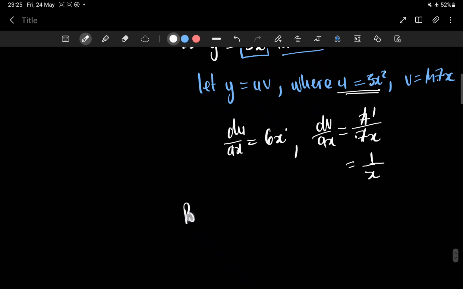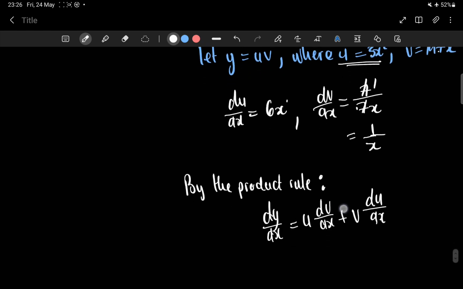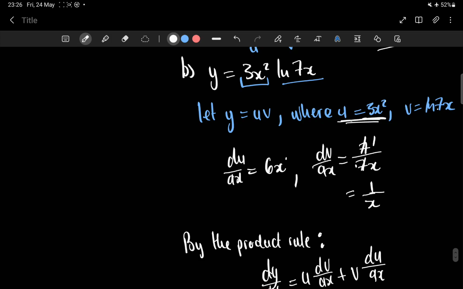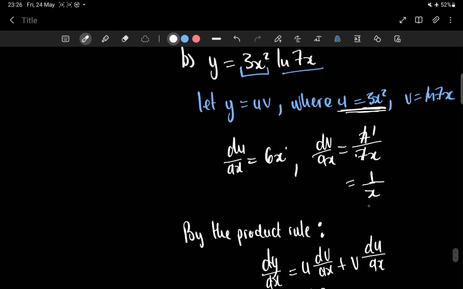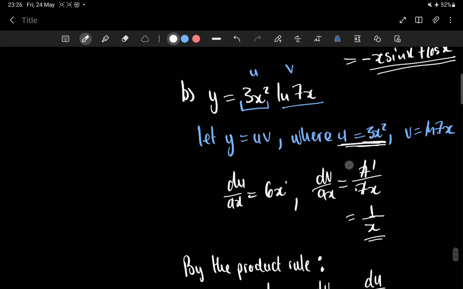So now, by the product rule, we can say that dy/dx is equal to u dv/dx plus the second, v, times the derivative of the first, du/dx. Which is going to be equal to, what is my u? It is 3x squared, so it will be 3x squared times dv/dx. What is my dv/dx? It is 1 over x. So times 1 over x plus v. What is my v?